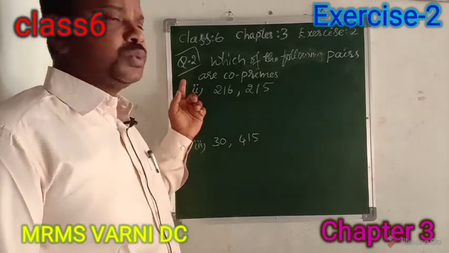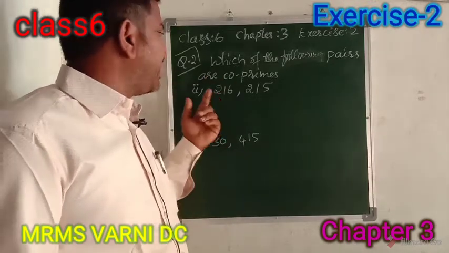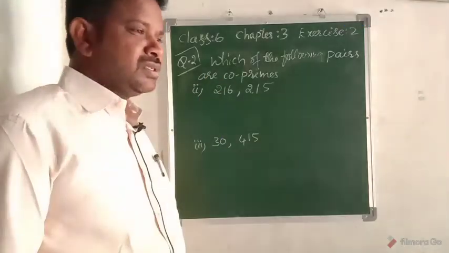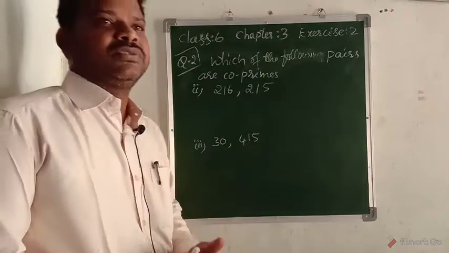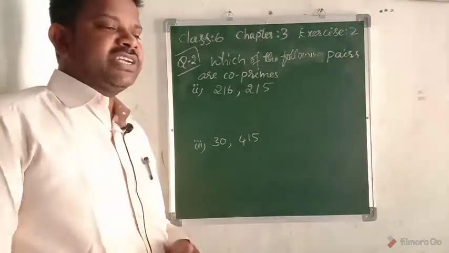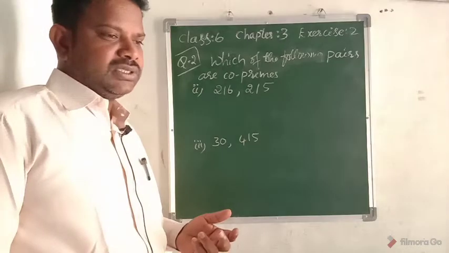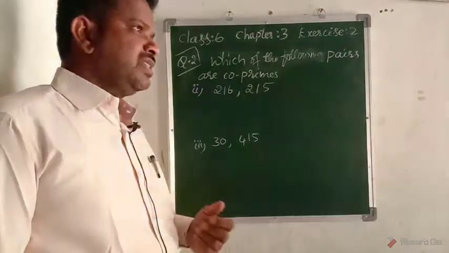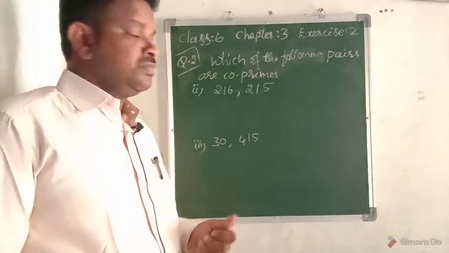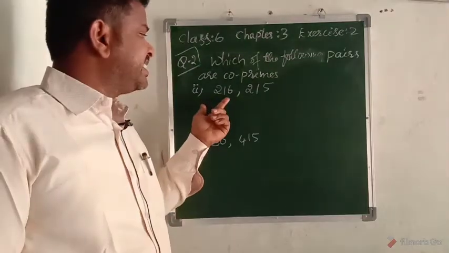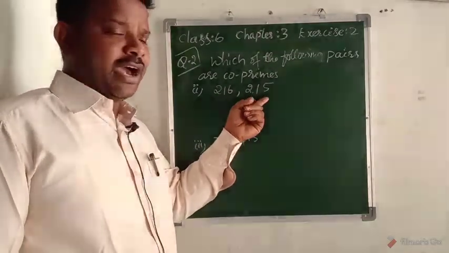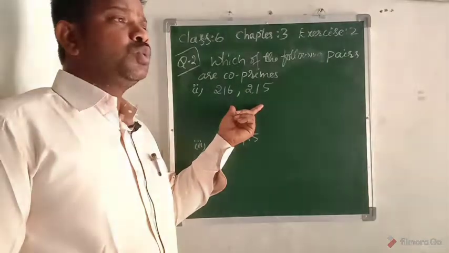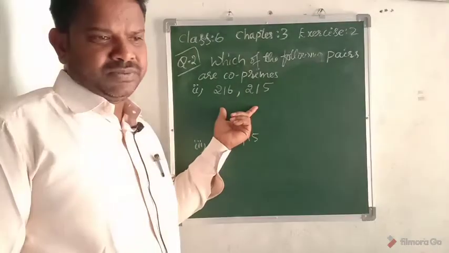The question number 2: which of the following pairs are coprimes? What are coprimes? If the only common factor of two numbers is one, then they are called coprimes. They need not be prime numbers. Here we have 216 and 215, but these are two consecutive numbers.